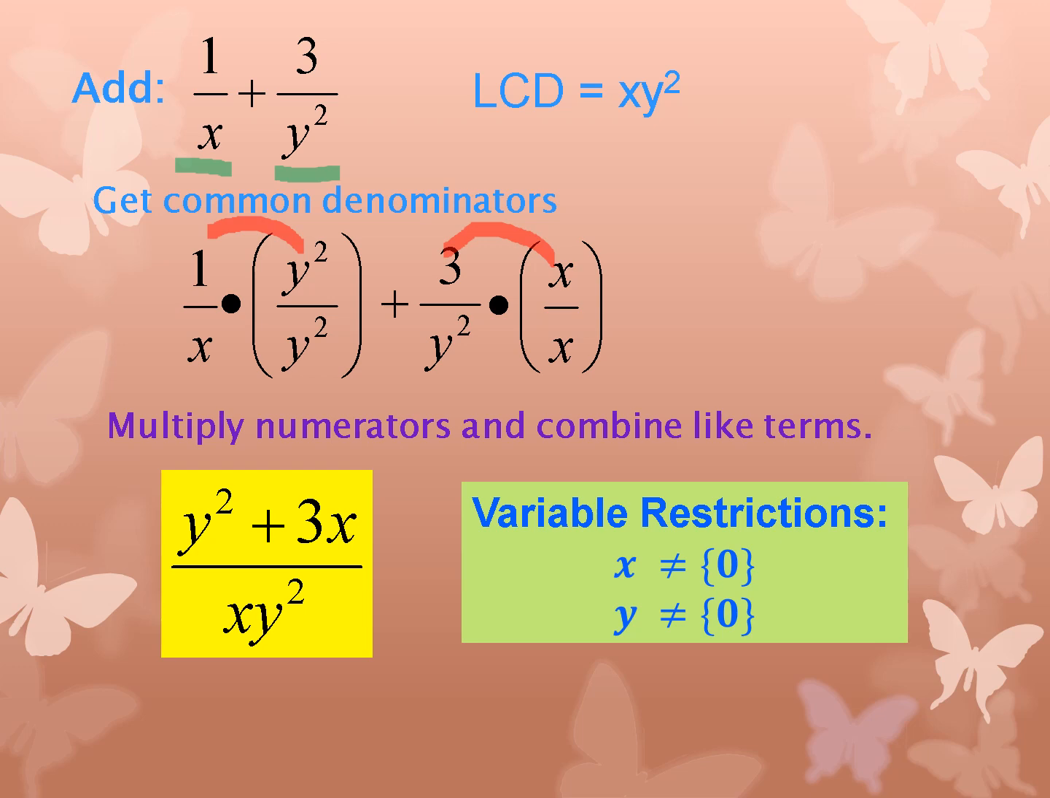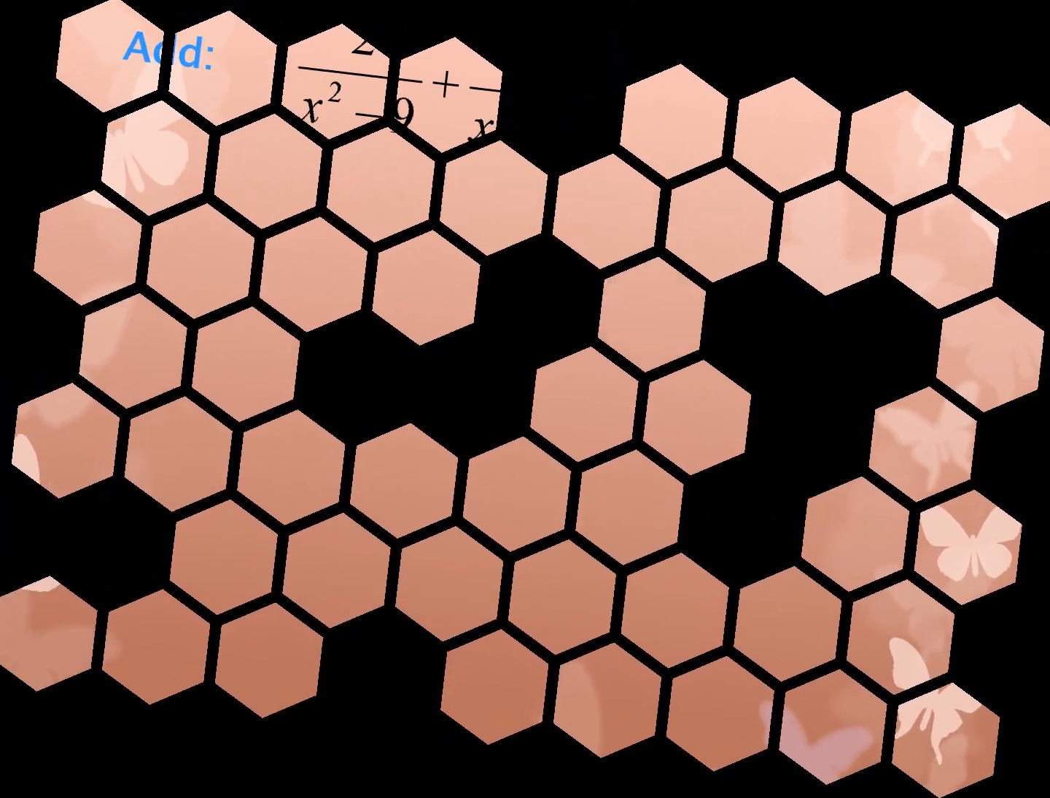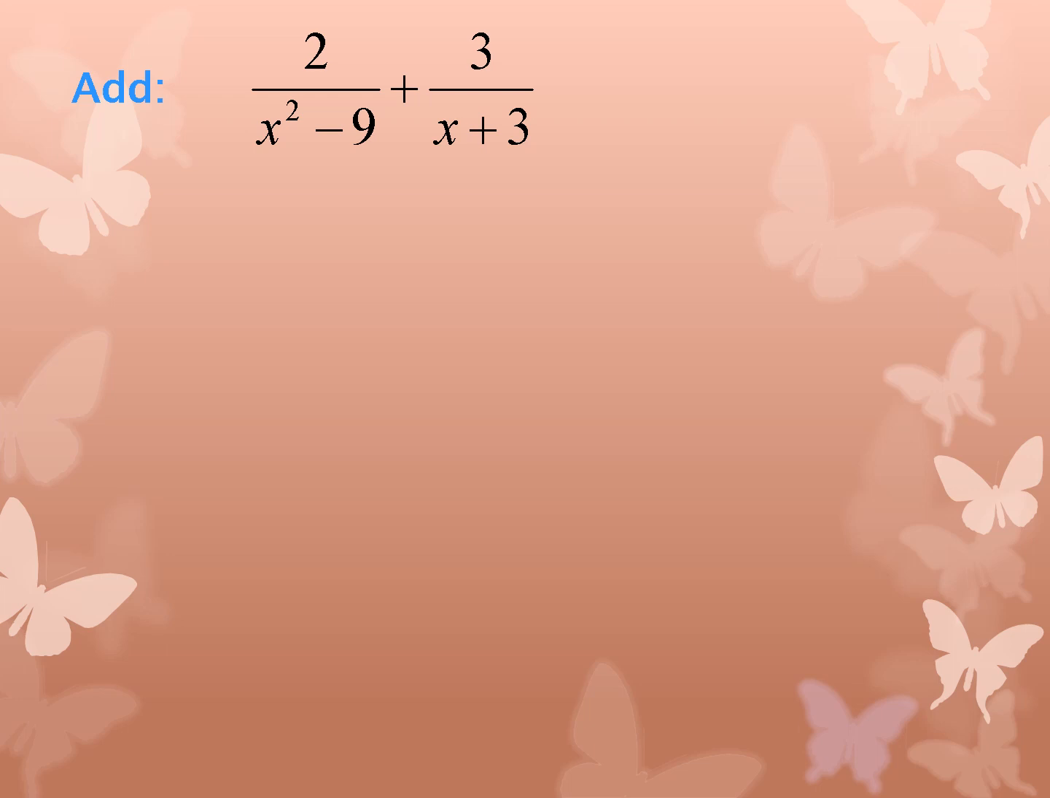All right, let's carry on. Ooh, let's look at this one. They want us to add 2 over x squared minus 9 plus 3 over x plus 3. Now, here's the catch. If we have a polynomial that can be factored, that's what we need to do. You cannot get the LCD of a denominator that is not in factored form.